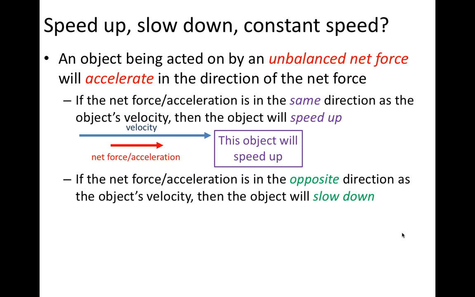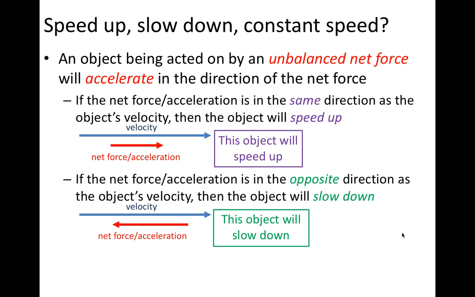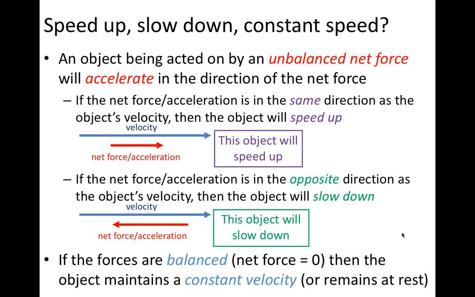If the net force and acceleration are in opposite directions to an object's velocity, then that object slows down. So maybe an object is moving forward and there's a backwards net force on it, and that object will slow down. In the case of an object experiencing balanced forces, where there's a net force of 0, that object is going to maintain a constant velocity or remain at rest. Remaining at rest is a special case of having constant velocity.